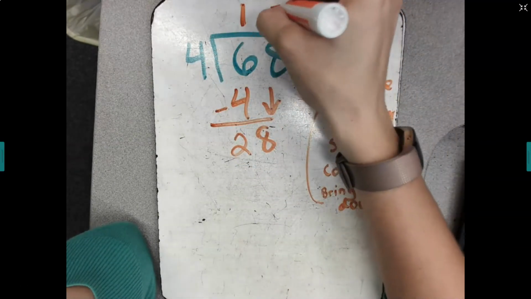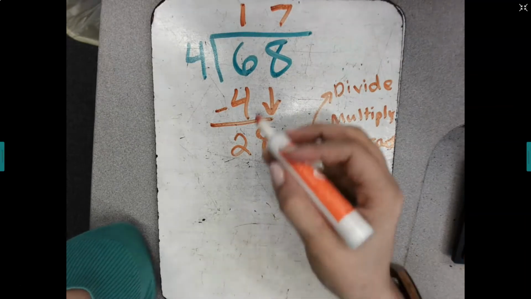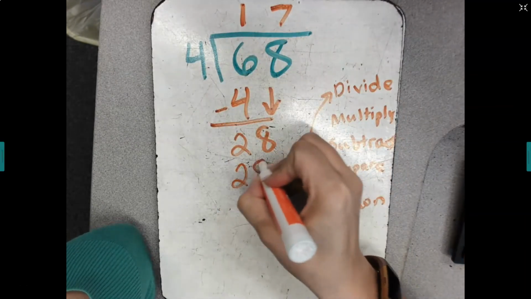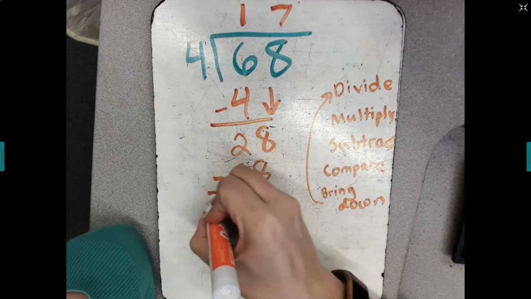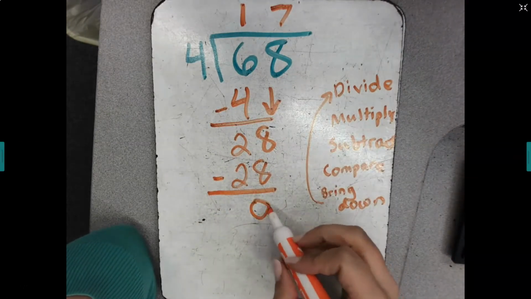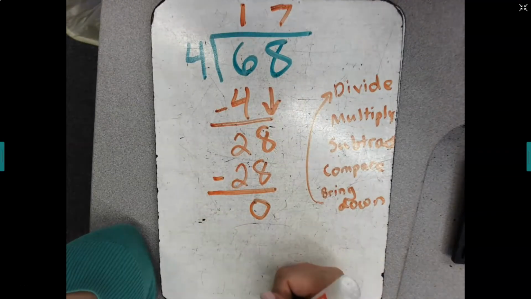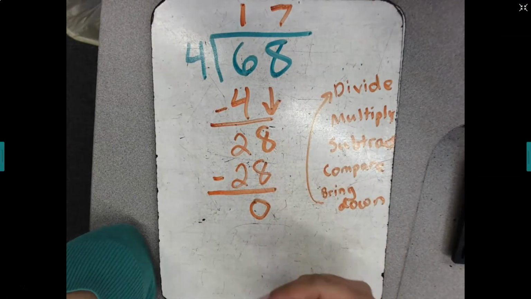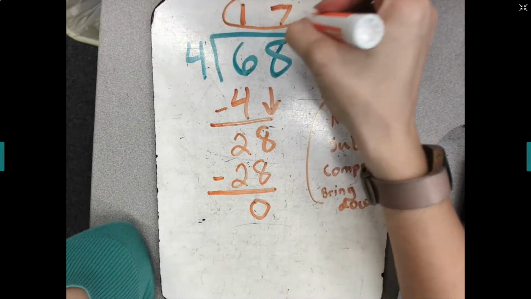That's my divide step. I can make 7 groups. 7 times 4 is 28. That's my multiply step. Subtract. 28 minus 28 is 0. Compare. 0 is less than 4. There's nothing left to bring down, so that means I am finished.